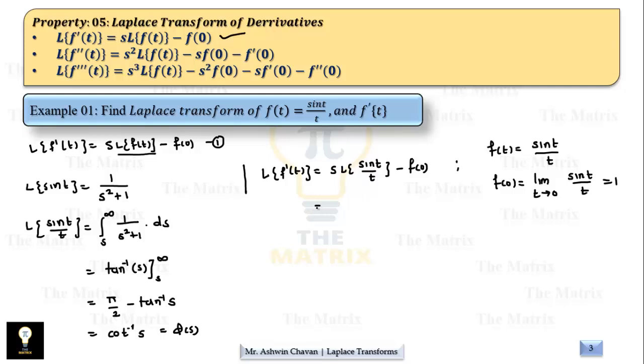Therefore, we can use it here that s into Laplace of sin t upon t is cot inverse s. So cot inverse s minus f of 0 is 1. This way we can find out Laplace of f dash of t. So using the properties of Laplace transform of derivatives, we can find out Laplace of f dash of t, f double dash of t, and even higher derivatives.